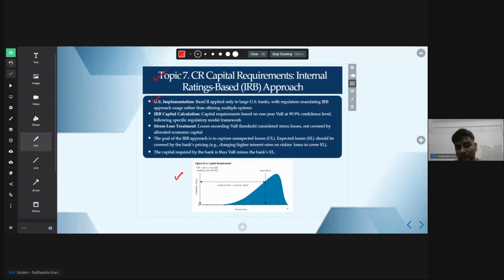Then you look at the capital definition. The capital required is equal to value at risk minus your expected losses. This is the conceptual bridge between your economic capital and your regulatory capital. Okay, that we need to understand very, very clearly.